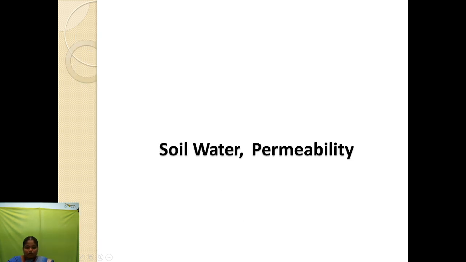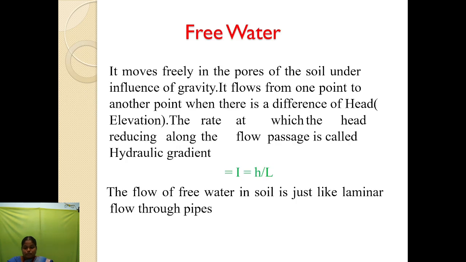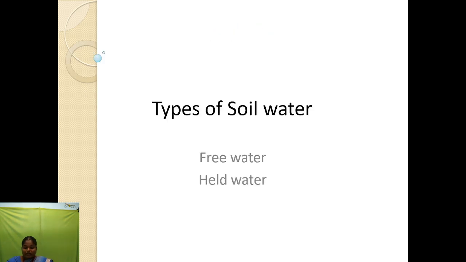Next, another topic: soil water. Soil water means the water present in the voids of a soil mass. Various forms of soil water can be classified in several ways: free water, gravitational water and held water, structural water, capillary water, and absorbed water.